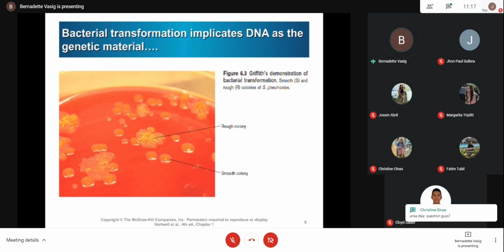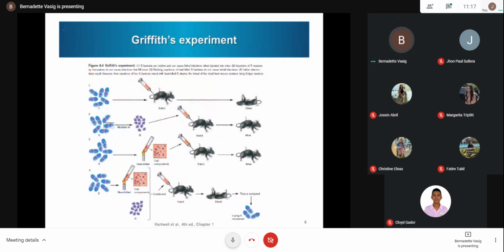Kindly relate Griffith's demonstration of bacterial transformation to how he proved that DNA is the genetic material. The mouse, ma'am? Griffith's experiment.